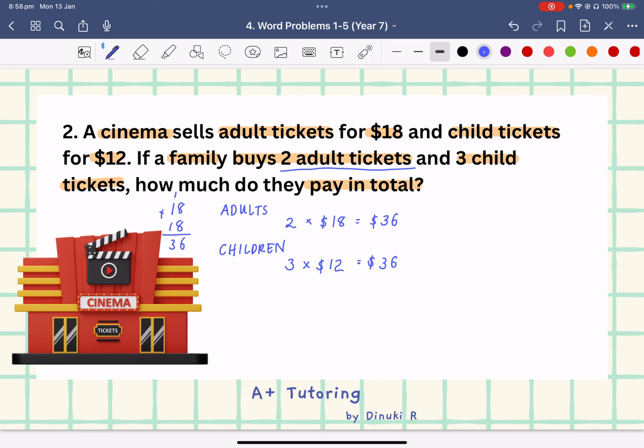Now, they're not just asking us how much they spent separately on the tickets, they're asking us the total. So to figure out the total spent, we just need to add these two up, right? So 36 plus 36, we can do this just with simple addition. 6 plus 6 is 12, carry the 1 over, 3 plus 1 is 4, plus 3 is 7. Again, with any question, make sure you provide the units, which are dollars. Your answer is $72. Okay, let's move on to the next question.